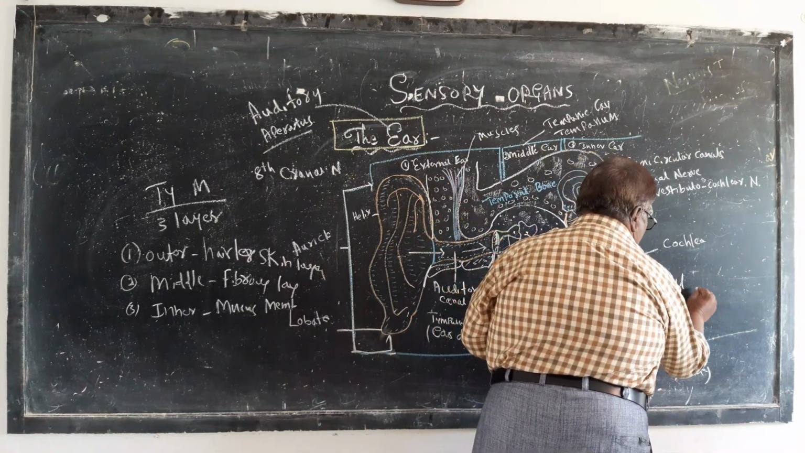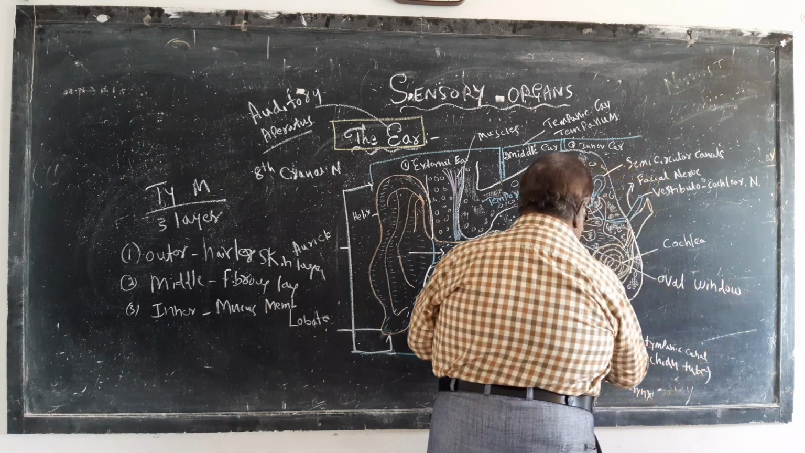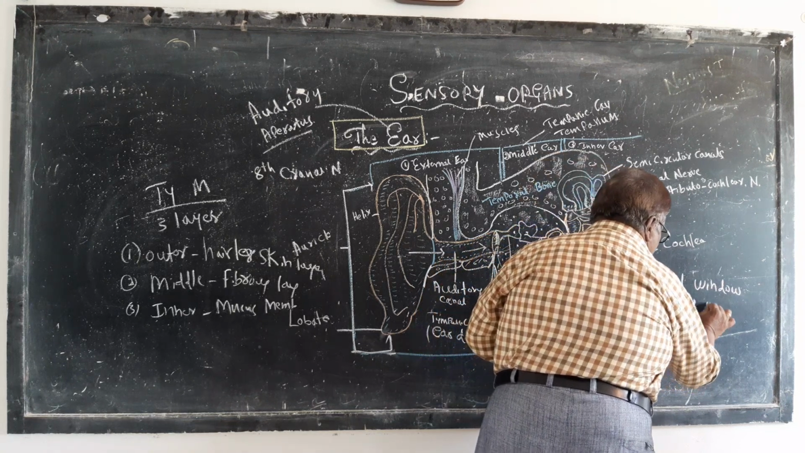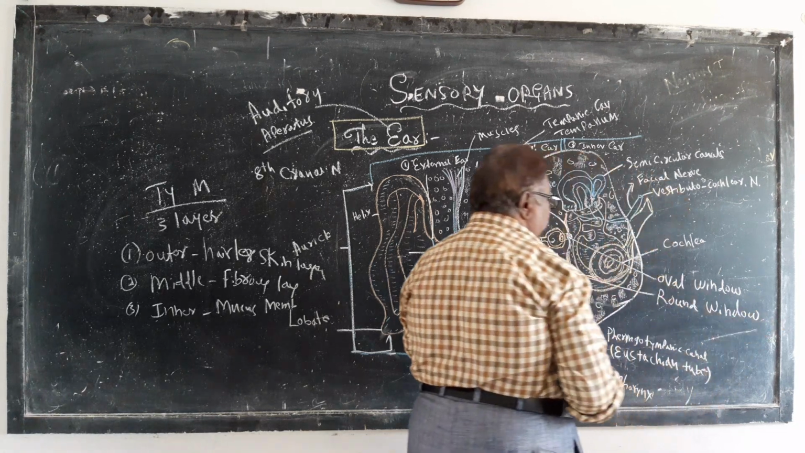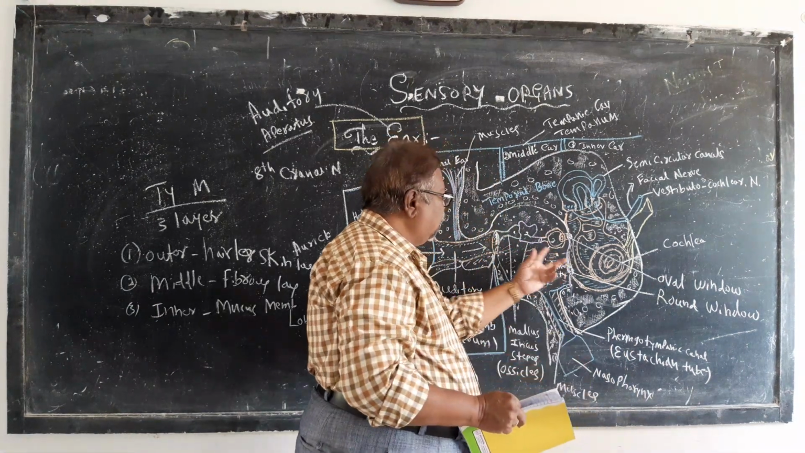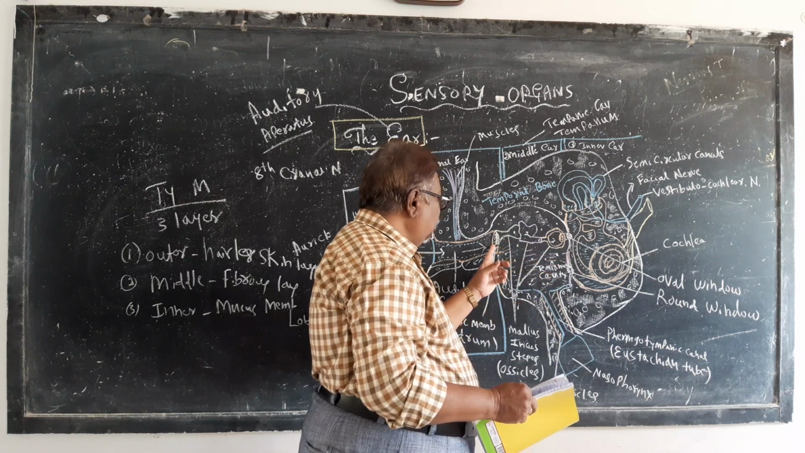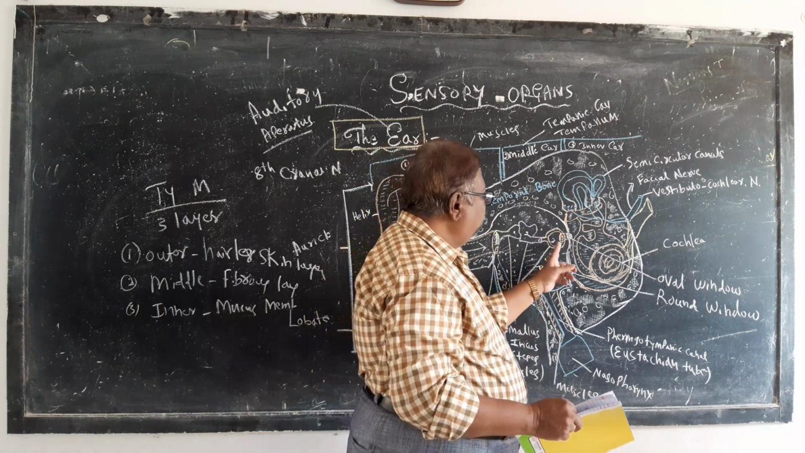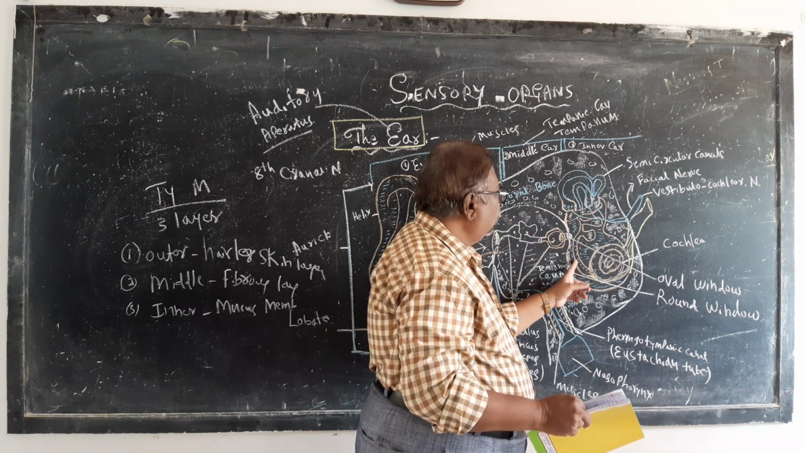Oval window, and this is the round window. So there are two windows, and these ossicles are present in a chain-like structure, one by one. The first one lies on the tympanic membrane, and the third one, the stapes, connects with the oval window to the cochlear cavity here.